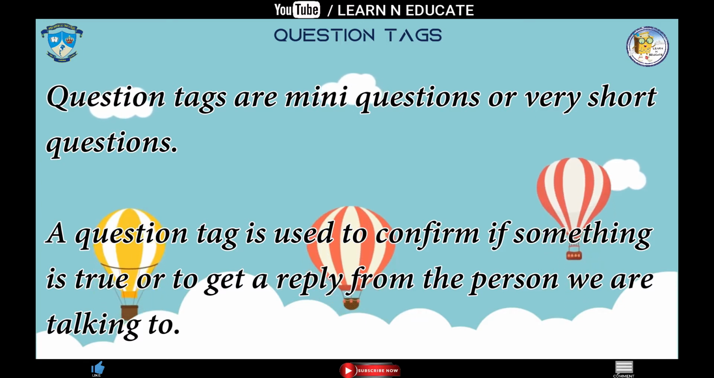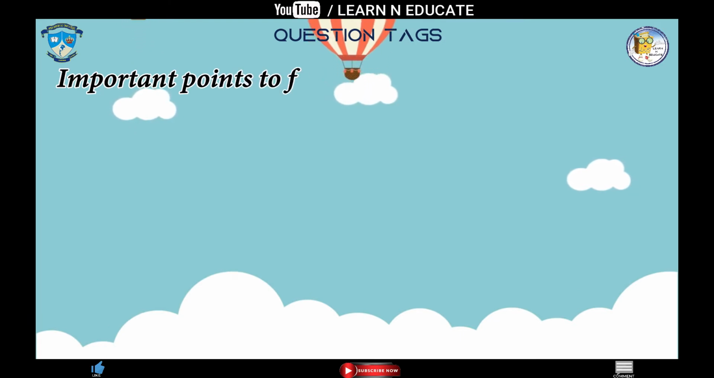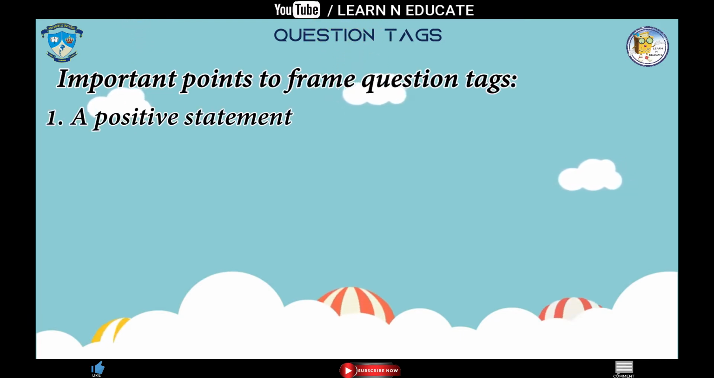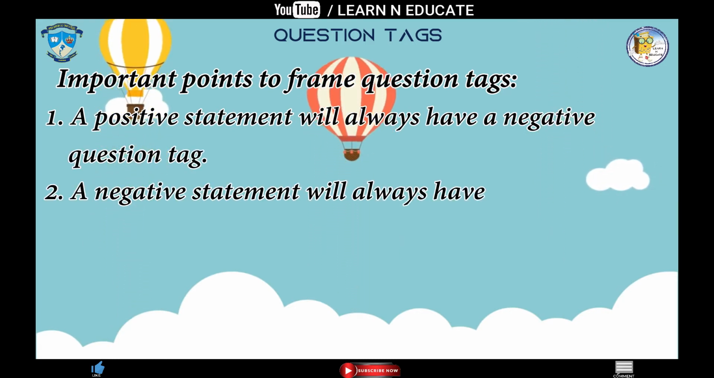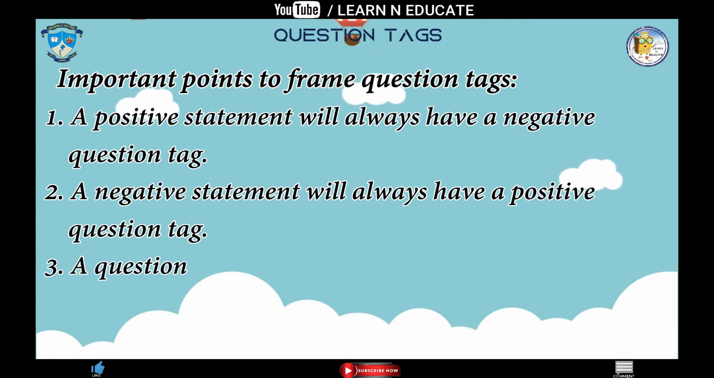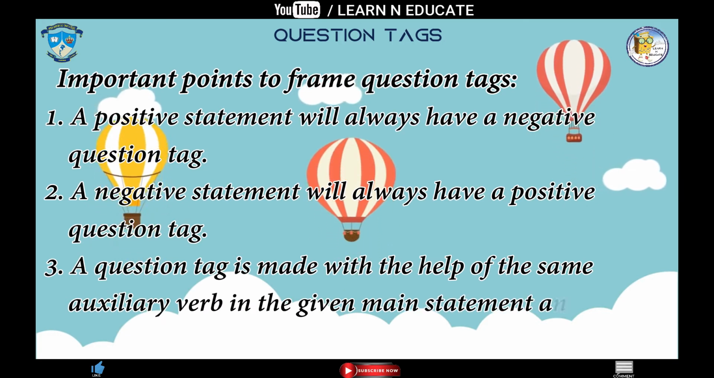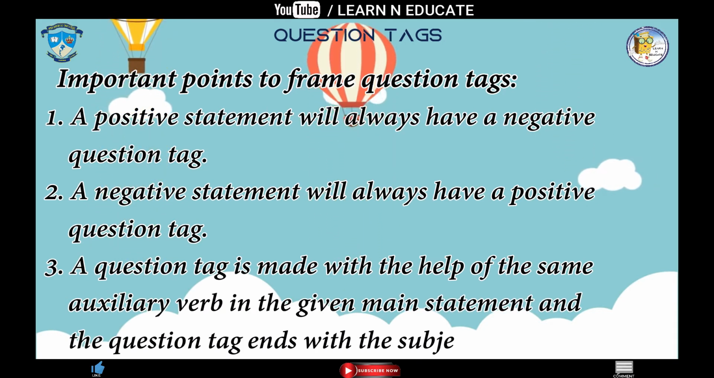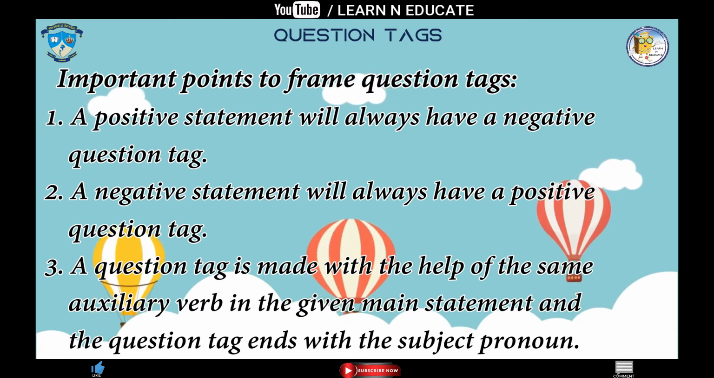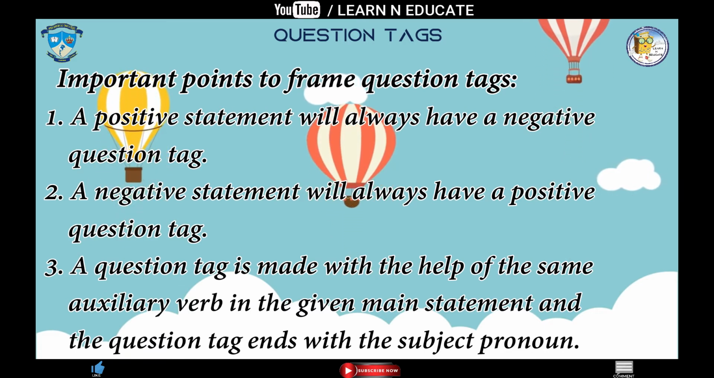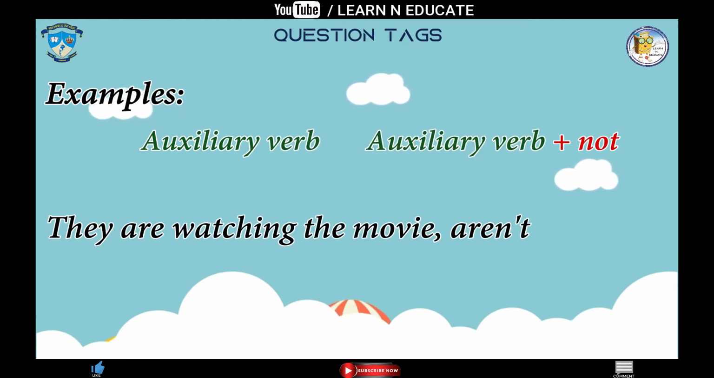Now let's remember few points that are important to frame question tags. The very first one is a positive statement will always have a negative question tag. Second, a negative statement will always have a positive question tag. Okay? Third, a question tag is made with the help of the same auxiliary verb in the given main statement, and the question tag ends with the subject pronoun. Now let's try to understand this with the help of examples.